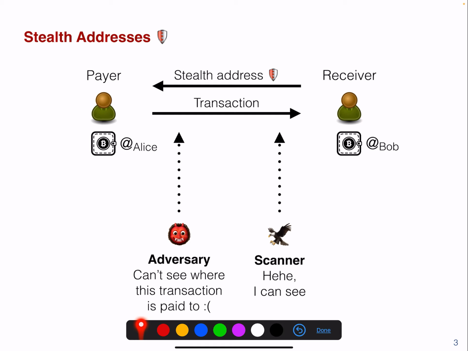Now, in general, a stealth address is something where you have a payer. The payer receives a stealth address from a receiver, or this can be like a one-time address from the receiver, and then the payer sends a transaction to the receiver at this address. And ideally, the adversary should not be able to see where this transaction is paid to, and you can have the support of a scanner, which is like a third-party auditor that can actually see what's happening.